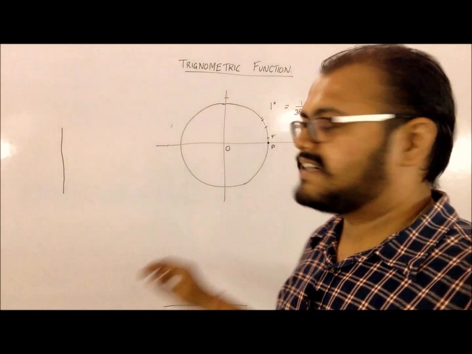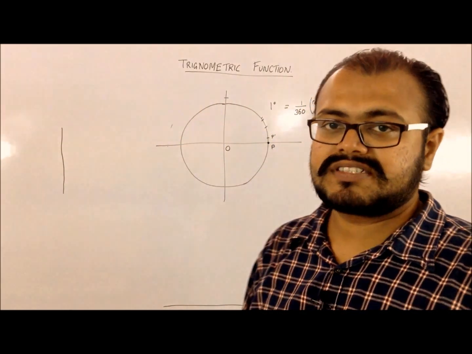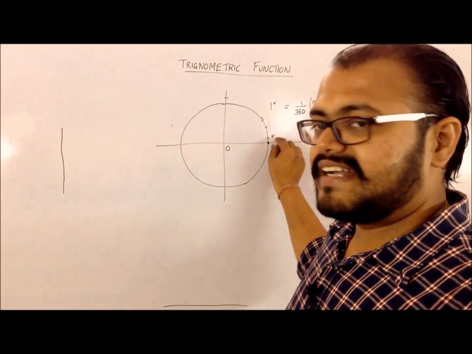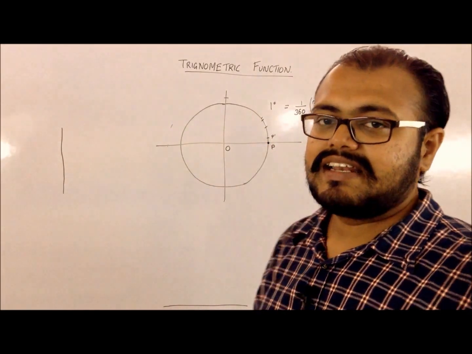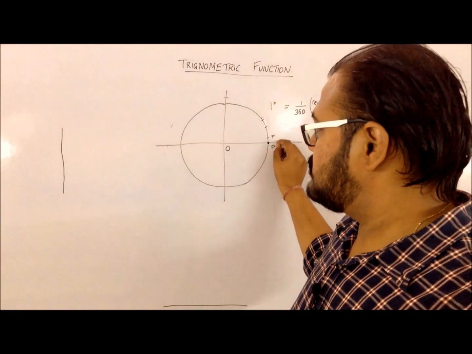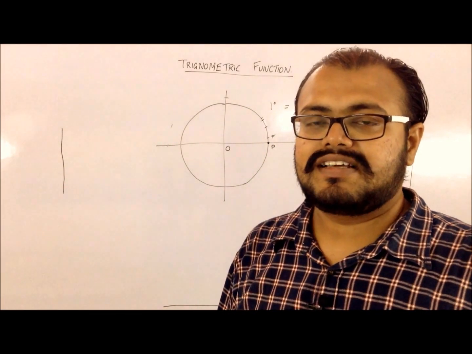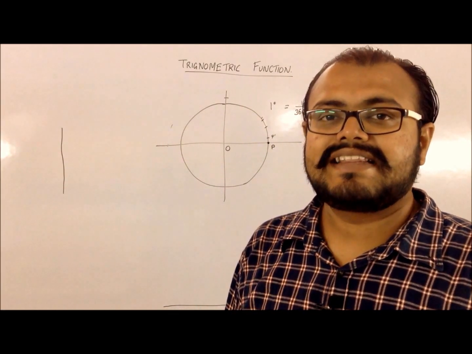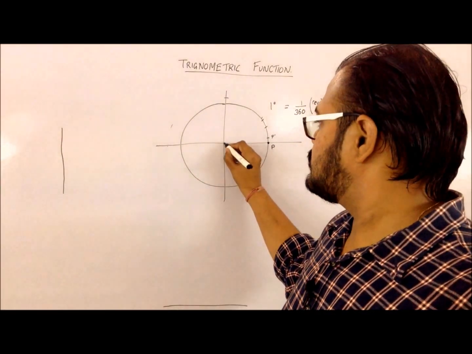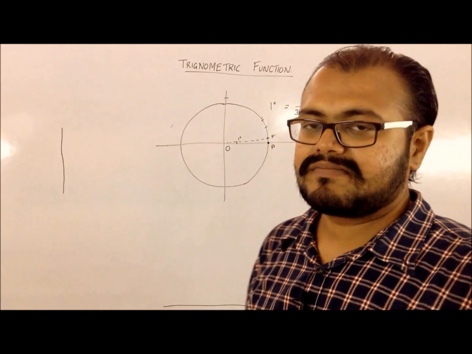Now if I consider that a point P is making a circular motion about point O, which is the origin, then if P is moving from P to P dash, say some point P dash on the circle, and if the length of P to P dash is such that it is 1 by 360 of the total revolution of a circle, then the angle which is formed at the origin O because of this P and P dash is defined as 1 degree.